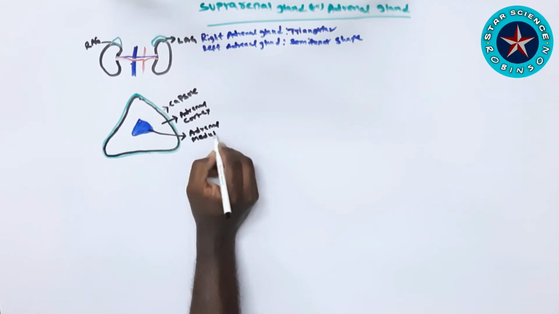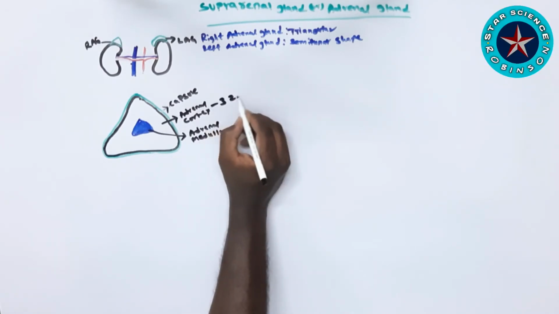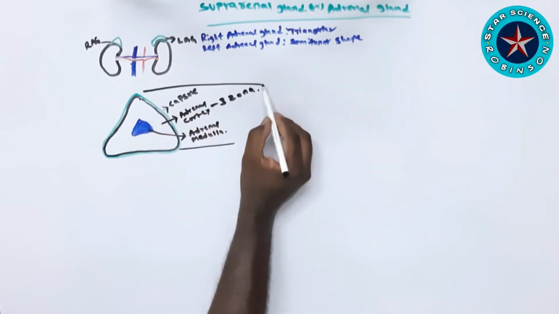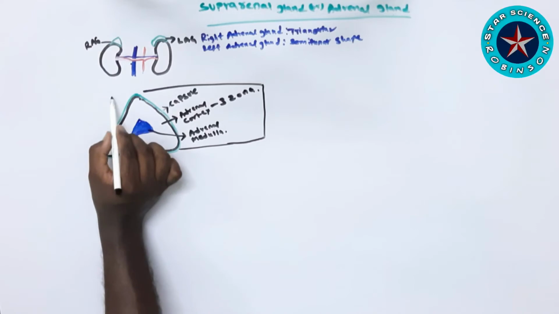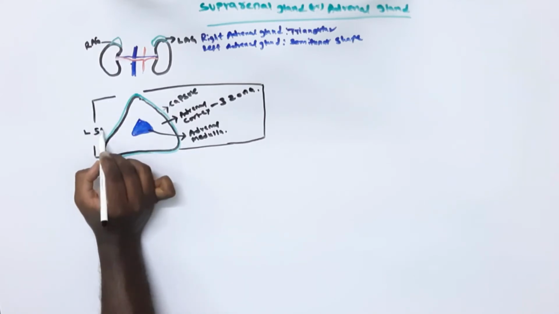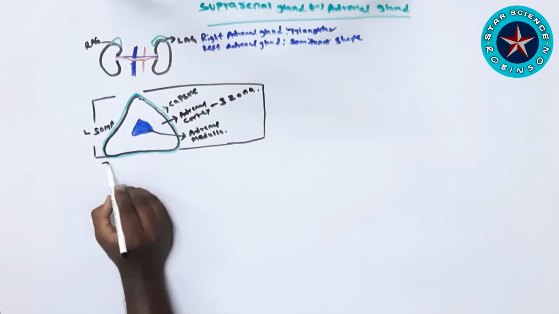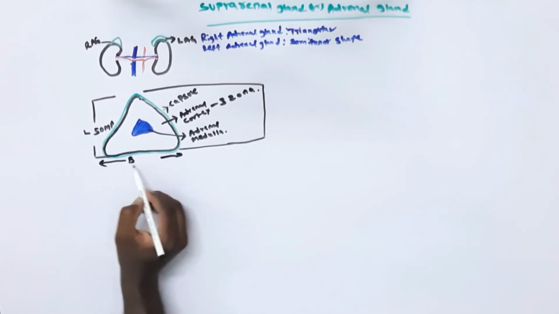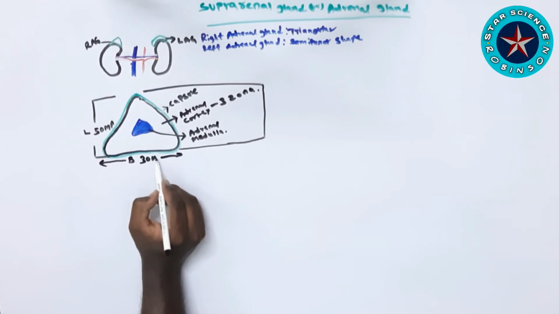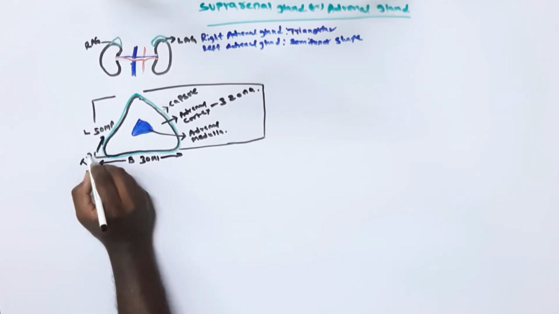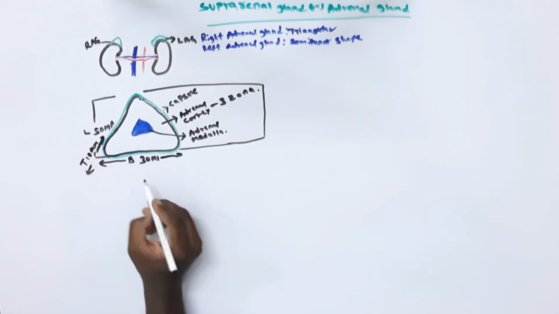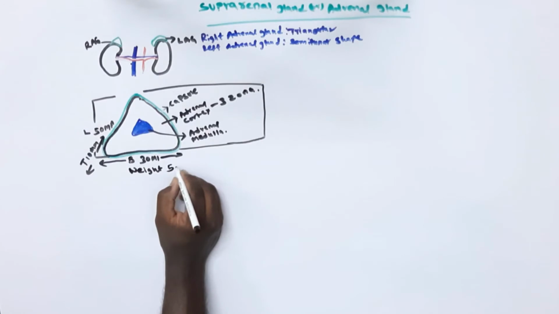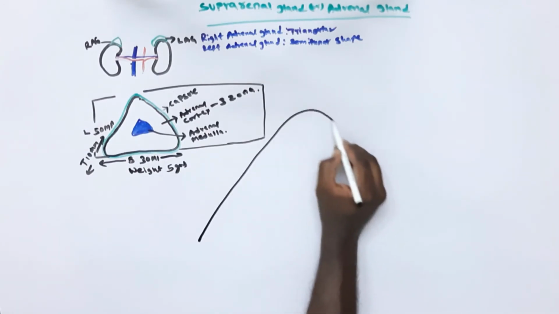The suprarenal gland is embedded in adipose tissue, and the adrenal cortex has three zones, which we'll see later in our teaching. Right now we'll see the length, breadth and thickness. The height is around 50 mm, breadth around 30 mm, thickness around 10 mm, and weight is around 5 grams. So this is about the adrenal gland.